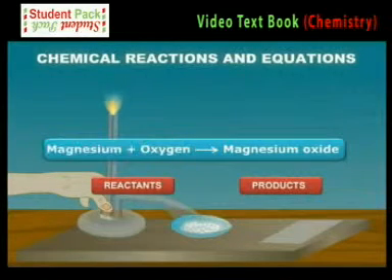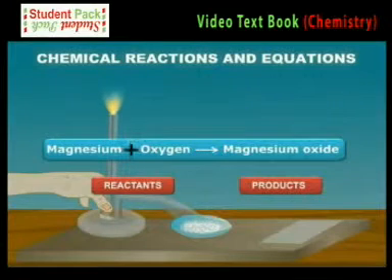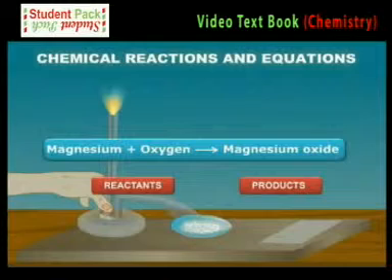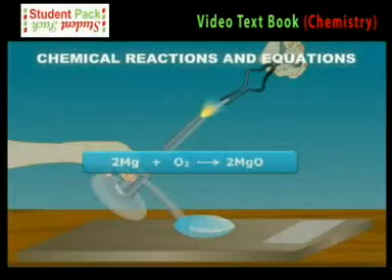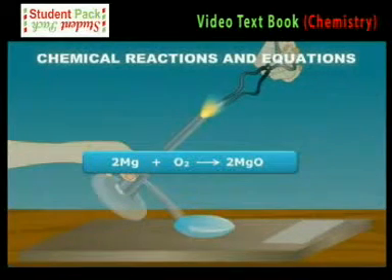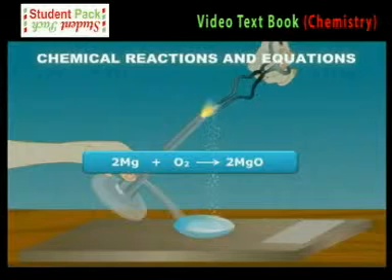The reactants are written on the left-hand side with a plus sign between them. Similarly, products are written on the right-hand side with a plus sign between them. The arrowhead points towards the products and shows the direction of the reaction. Chemical equations can be made more concise and useful if we use chemical formulae instead of words.